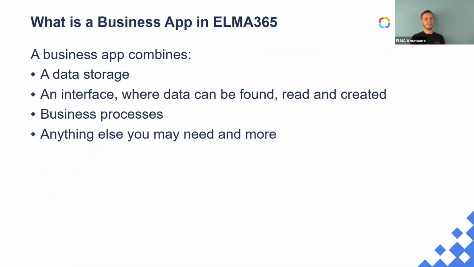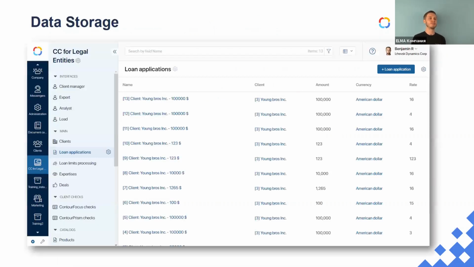The next idea, also already highlighted by Aleksei, is that a business app incorporates several things to become this powerful. The first thing is a data storage. The second is an interface where data can be found, read, and created. The third are business processes, and actually anything else that you might need. So let's go step by step. The first thing that you need to create a business app is a data storage. It's a place where users can find the information that they need. They can see this information in the representation that they need.